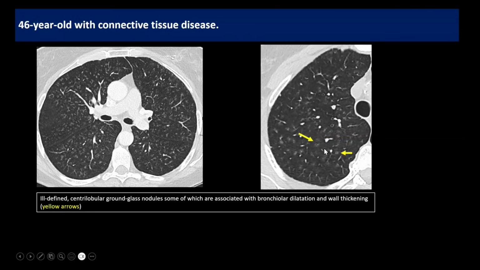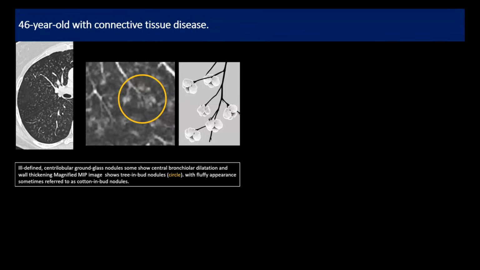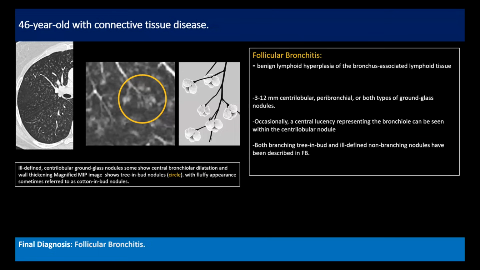So there is a central lucency in several of these lung nodules. That appearance, the persistence of these changes, and the fact the patient has connective tissue disease should make you think about a condition that is follicular bronchitis, which is basically benign lymphoid hyperplasia of the bronchus associated lymphoid tissue. Oftentimes, you will see these distinct centrilobular peribronchial ground glass nodules, but you can also see what is described as centrilobular tree and bud appearance that can coexist with these nodules.